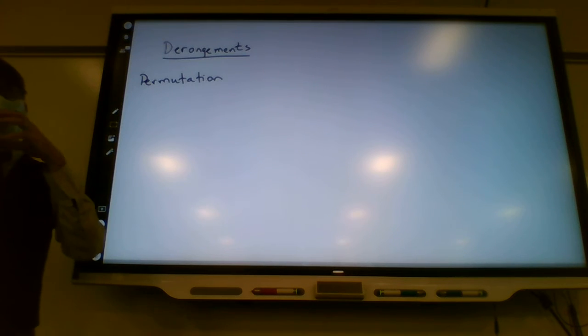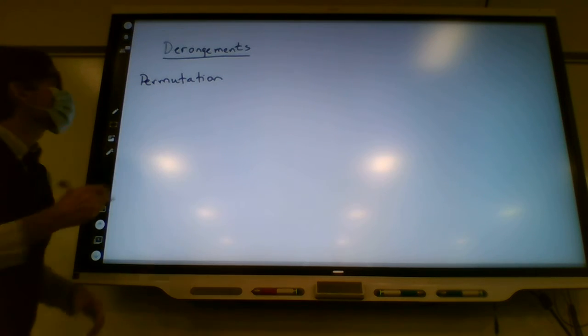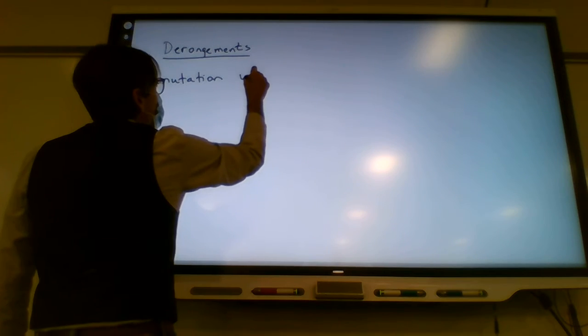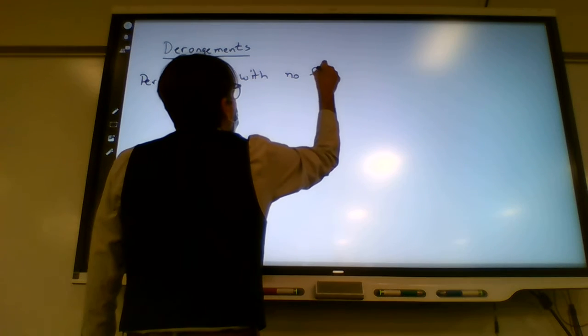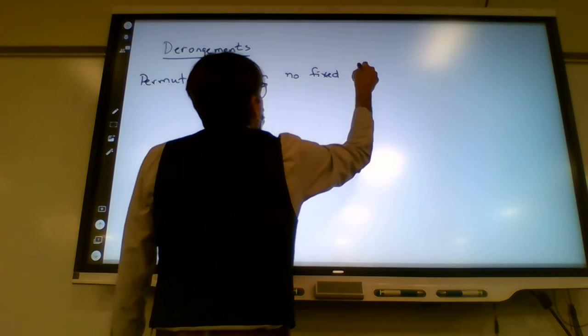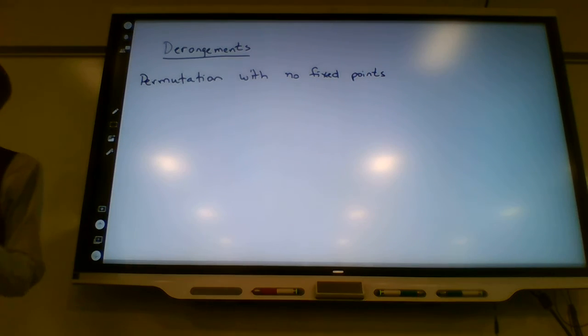So we have a sequence that's in a particular order, and then we permute that. And sometimes we say this is a permutation with no fixed points. And what does that mean? That just means that everything has been moved out of whatever position it started in.